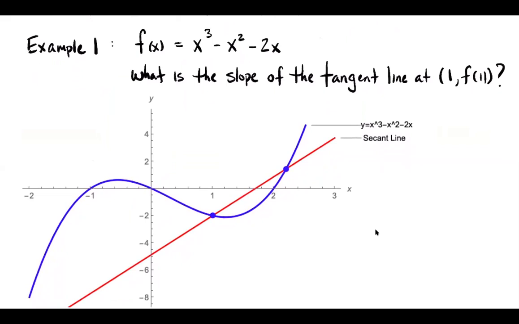That's a cubic function, f of x, and its formula is given by x cubed minus x squared minus 2x. The point that I'm looking at, I chose the value of a to be 1. So I'm looking at the point 1 comma f of 1.